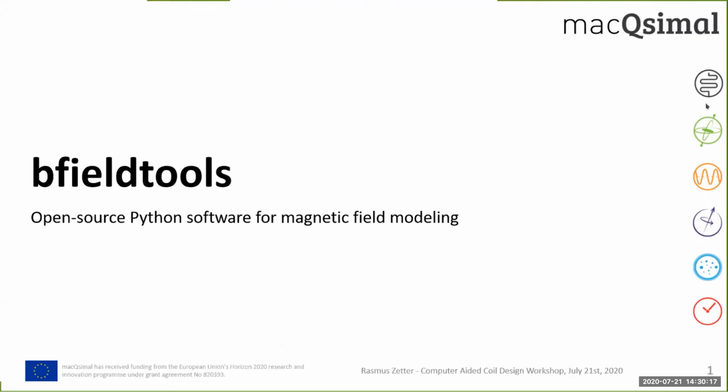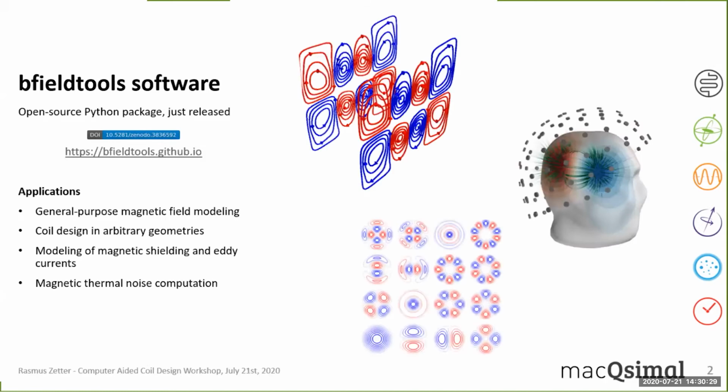It's called bfieldtools, very creatively, and it's an open source Python software for magnetic field modeling. And as I get started, I'll just give a snapshot of it. So, we released it in May. We have, if I say so myself, a pretty nice website and a GitHub repo that you can take a look at. The website has some code examples and walkthroughs and so on.